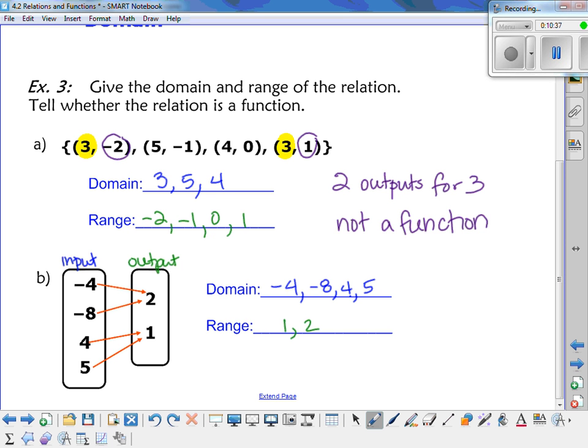So for each of my inputs, do I get only one answer in the output? Yes, I do. It's okay if I put in a -4 and a -8 and they both give me a 2. It's okay to have duplicates in the output. You just can't have duplicates in the input unless they come out the same. So this one is a function.